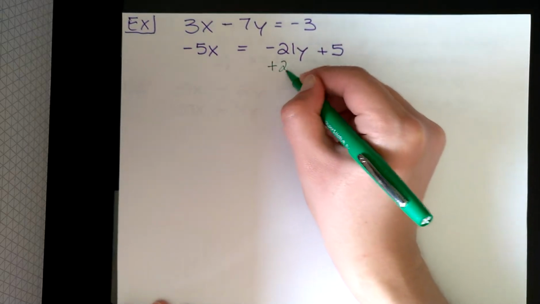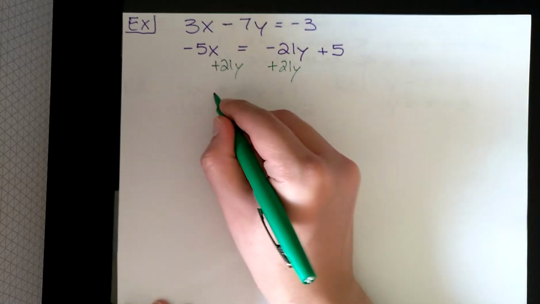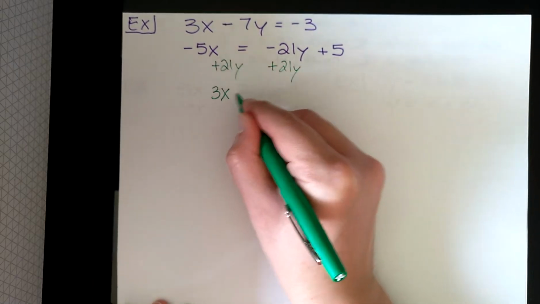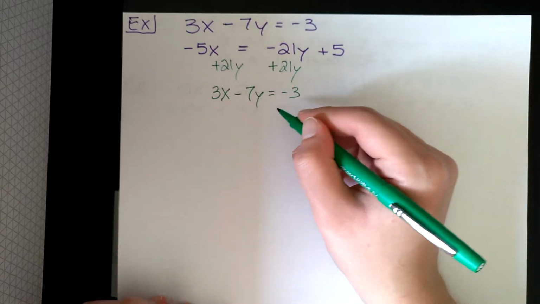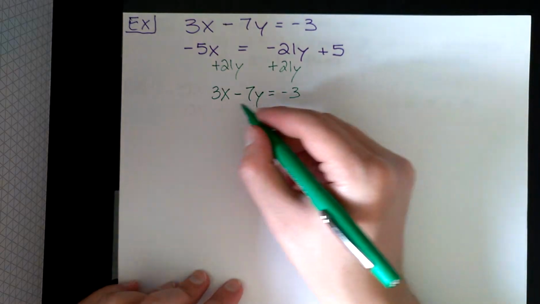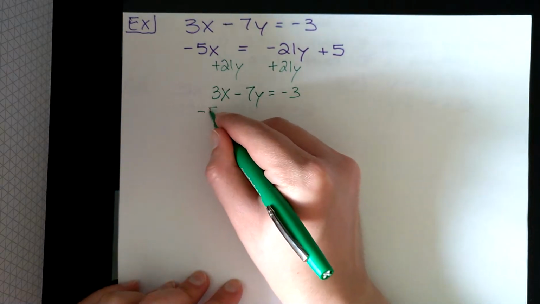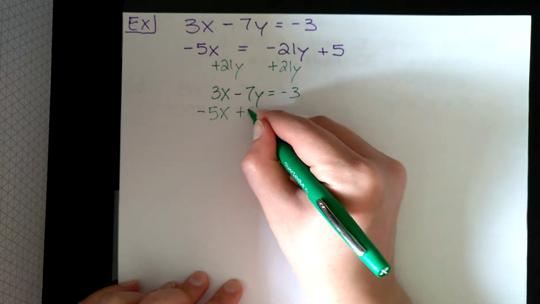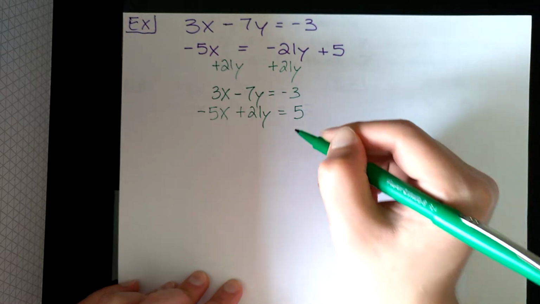So I'm going to add 21y to each side of the equation, and now copy down the first equation, 3x minus 7y equals negative 3, and now copy down the new second equation, negative 5x plus 21y equals 5.